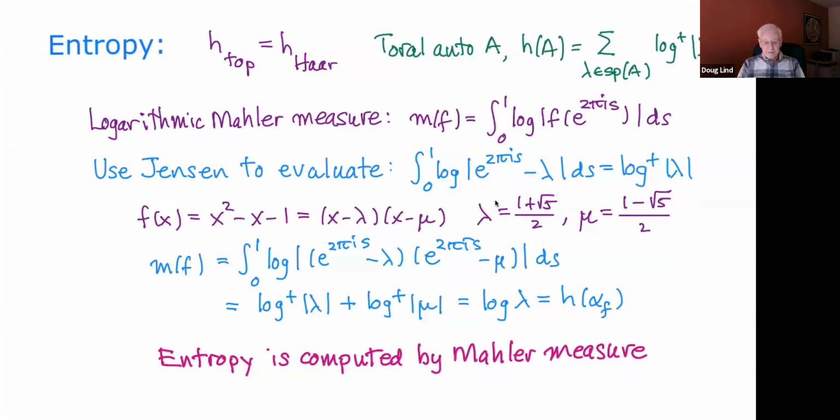Now, if we look at the example we have, f of x has roots, the golden ratio lambda, and its algebraic conjugate mu. And so if we compute the Mahler measure of f, just feed the formula for f of x into this example, we'll get log plus of lambda, that comes from this part, and log plus of mu, that comes from this part. And you add those together, log plus of mu is 0, and you'll just get log lambda, and that's the entropy of this toral automorphism. So the slogan is entropy here is computed by Mahler measure.